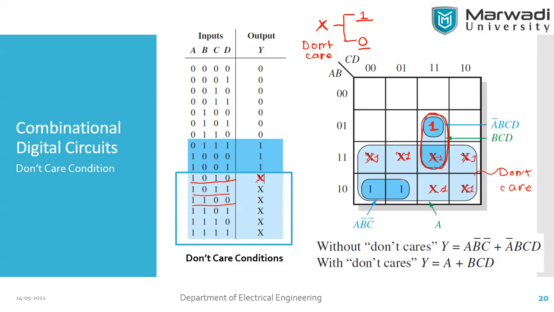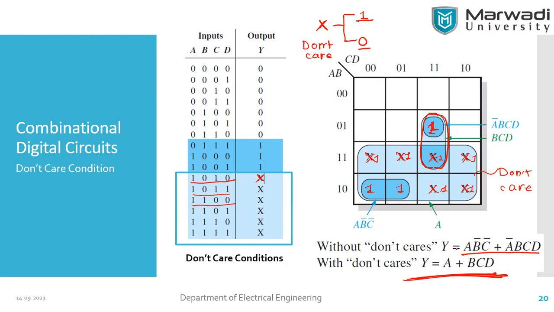So here we are taking 1 for these X's, because if we use 1, then we will be able to reduce the expression. Without X, it's only 1 here and 1, 1 here, right? But with X, with don't care condition, your expression is simplified to A plus BCD, which was earlier A B bar C bar plus A bar BCD.